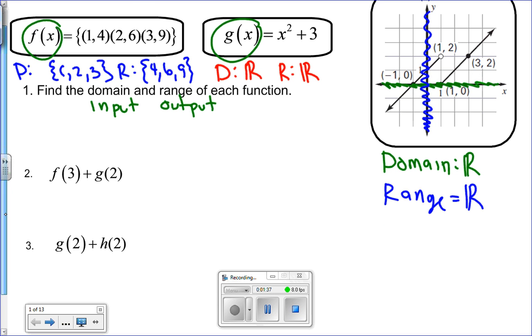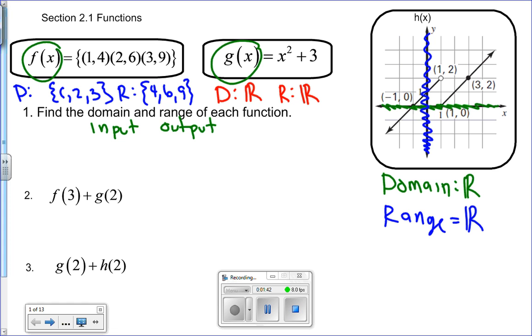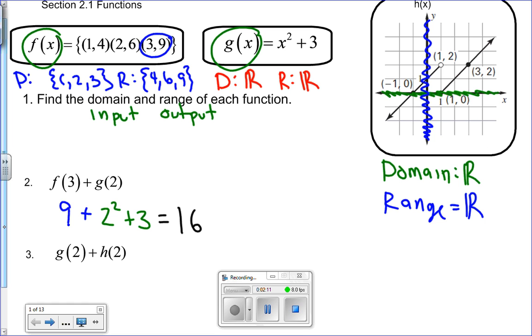Number 2 asks us to find f of 3 plus g of 3. Well, f of 3 is found by looking at your ordered pairs. f of 3 is equal to 9. So if I replace f of 3 with 9, I can add that to g of 3. Well, when I look at g, it says take the input of 3 and square it, so x squared plus 3. And so doing a little arithmetic, we're going to get 9 plus 12, which is 21.